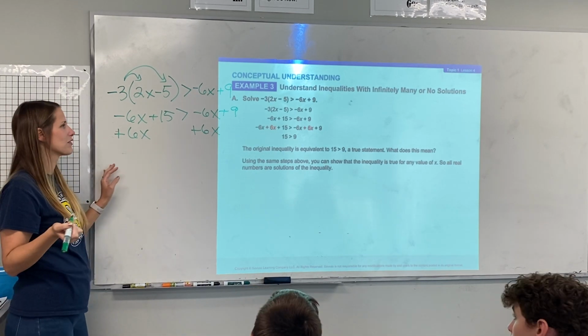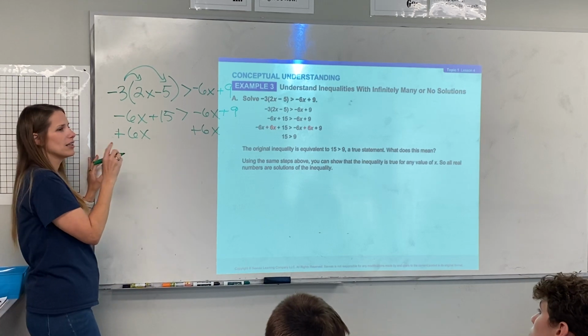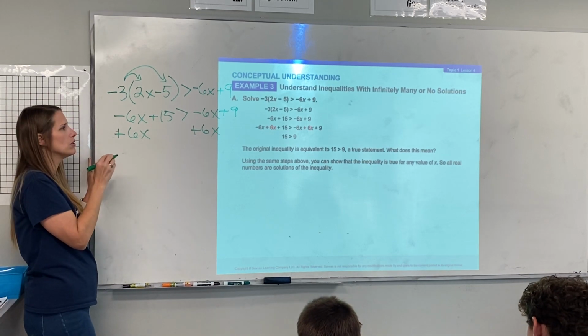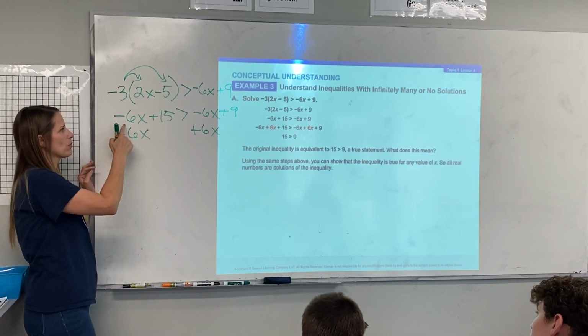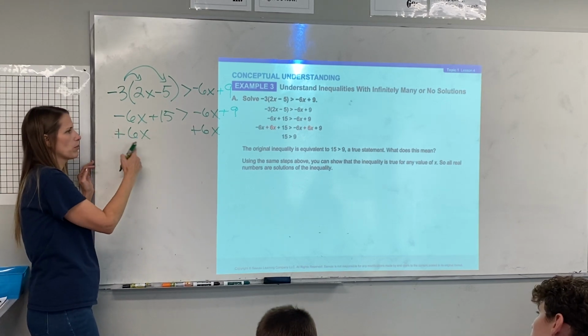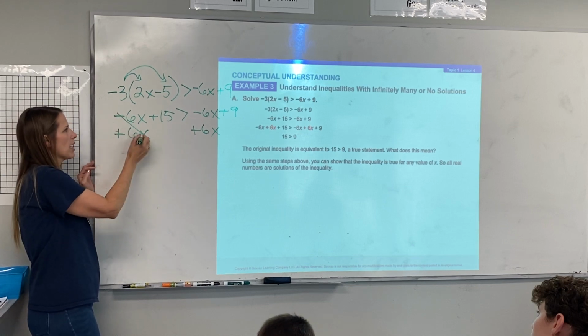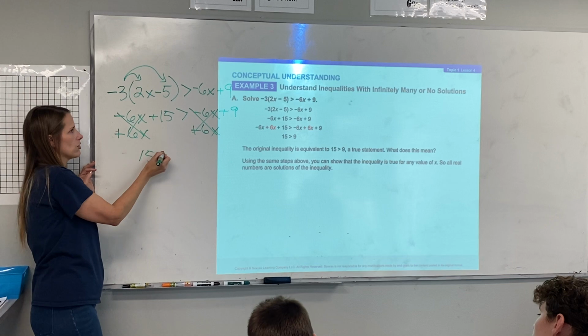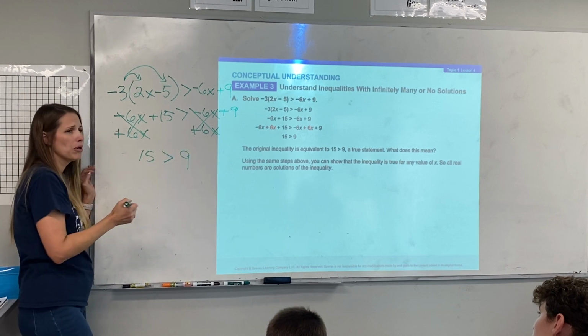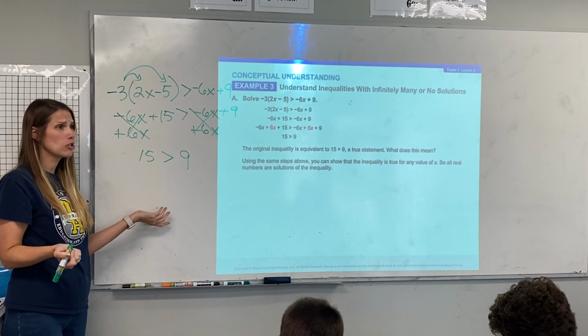Oh, okay, that's wonderful. All right, so notice how we end up canceling out our x terms because we have a negative 6 here and a negative 6 there. When we add 6x to both sides, it cancels out. So now we have 15 is greater than 9. But where did the x go? How do I find the solution for x?